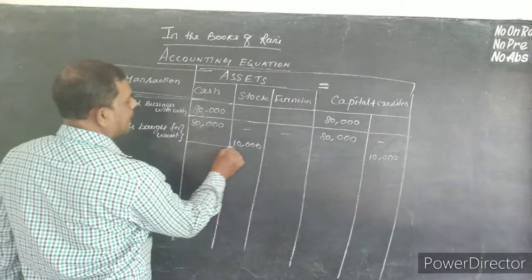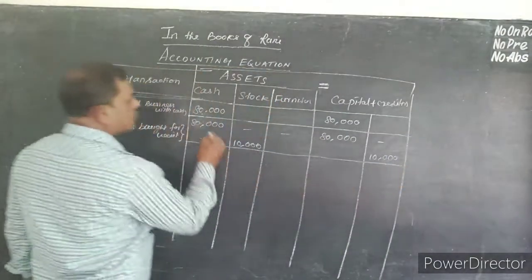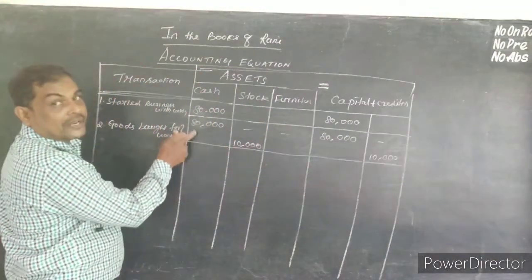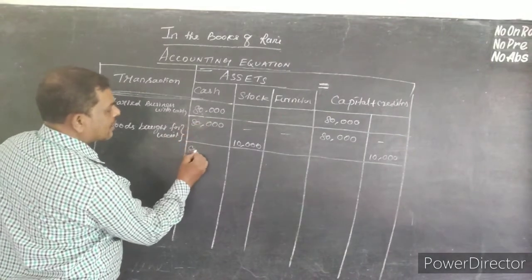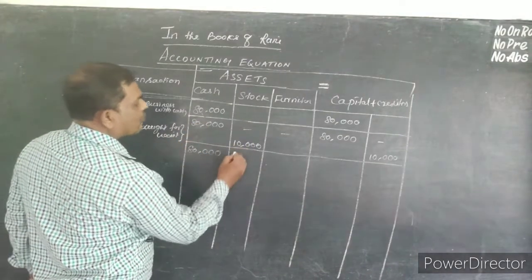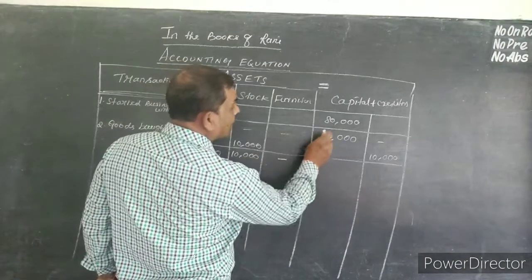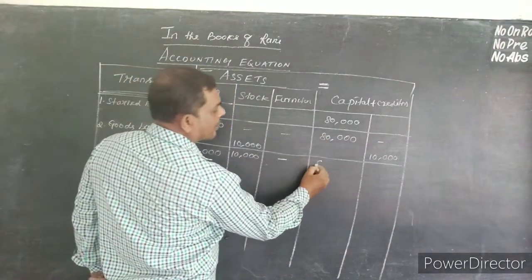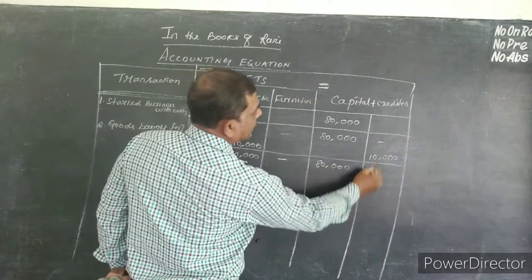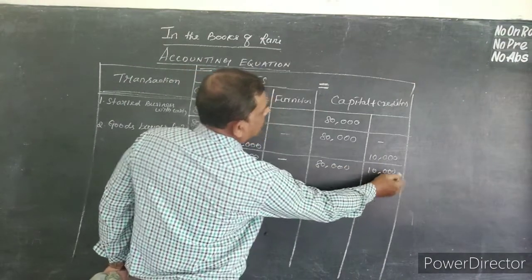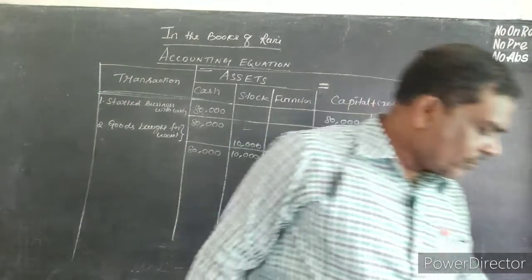Now after completing the entry, you just add this. You have to take this column only. 80,000, carry forward. Here only 10,000. Here nothing. Here only 80,000. You have to take this 80,000 only. And here 10,000.